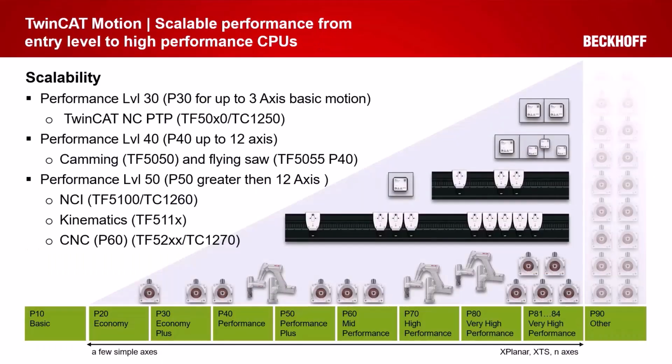You have to have a scalable platform. So you may have a basic application, which we can put you in performance level 30, and it's a very good point-to-point application. So here is a processor that fits your application, but maybe we need to extend the performance. We need to go up a level because now we need to do camming or flying saw, or maybe we need to go to performance level 50 because now we're doing kinematics or we're doing CNC. All of it is scalable.